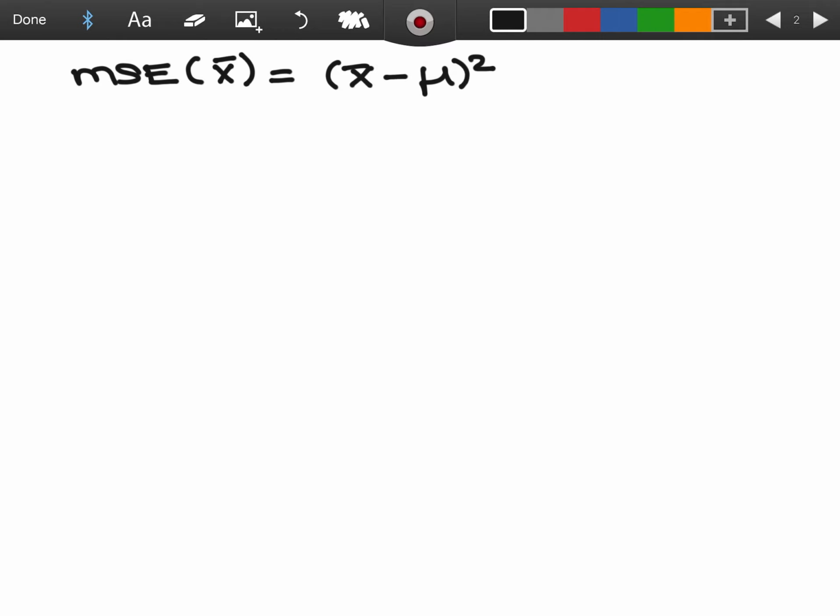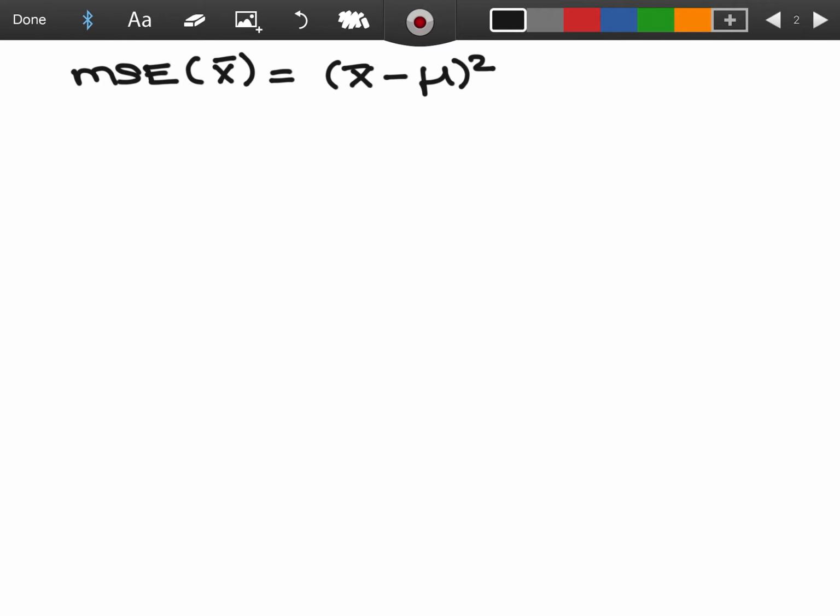Now, if you had a perfect estimator, which basically never happens, you would get a mean squared error of 0, okay? Because your sample mean would equal your population mean. That means your point estimator equals the thing it's estimating. It's a perfect estimator. That never happens. So you basically never get a mean squared error of 0. But what you would like is to make this thing as small as possible.